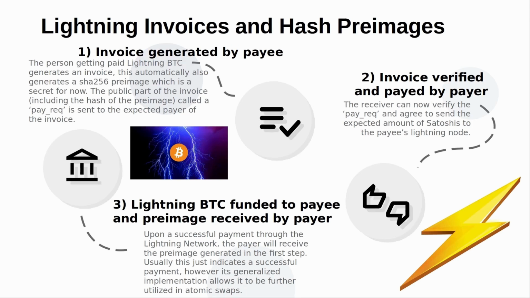When they successfully pay the invoice to the payee's Lightning node, the payer will receive the preimage generated in the first step by the payee. So this preimage, which was originally secret, is now handed off to the person who paid. Since it was implemented very generally, then it's allowed to be used as a secret in atomic swaps, basically.